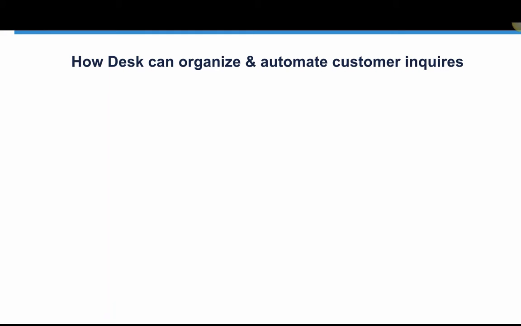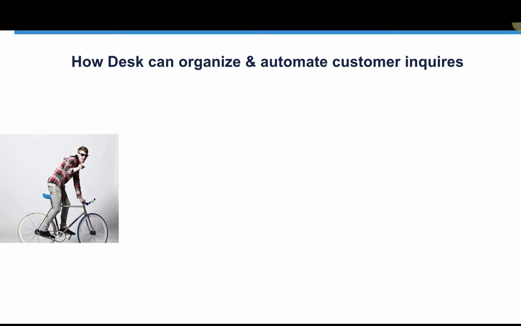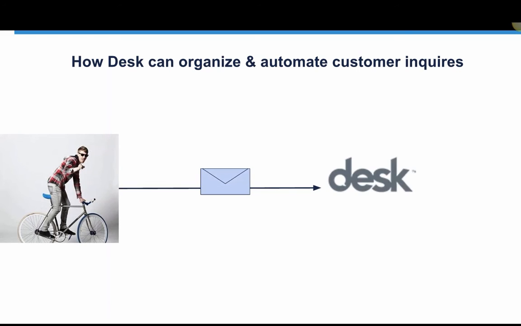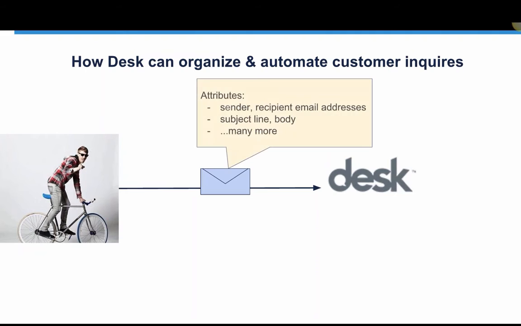The next thing that I also want to talk to you guys about is a bird's eye view of how the Desk system works. If you imagine our customer Josh, if Josh sends an email to our bike shop, Desk enables me to process that email based on its unique attributes. And by unique attributes, I mean anything that is unique to that specific interaction.